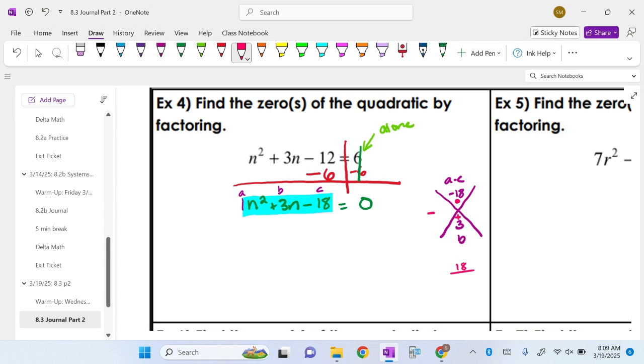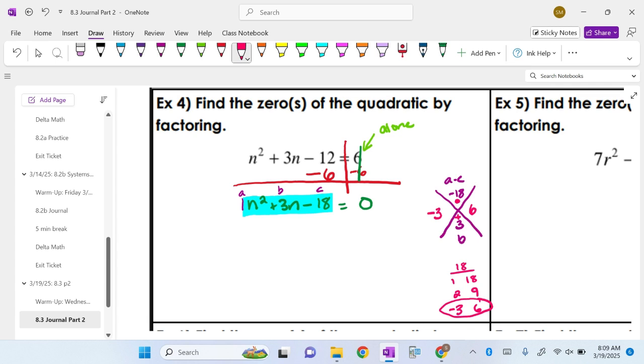So I heard 1 and 18, I heard 2 and 9, and I heard 6 and 3, or 3 and 6. If I made one of the numbers in one of those sets negative, which one could potentially subtract to give me 3? It's 3 and 6. Since I'm going for a positive 3, which one has to be negative? The 3. So my two factors are negative 3 and 6.